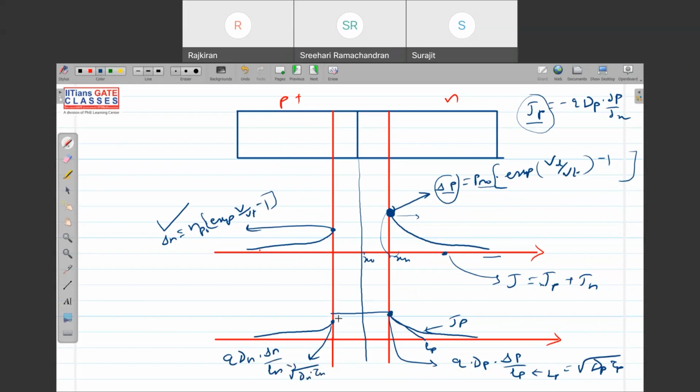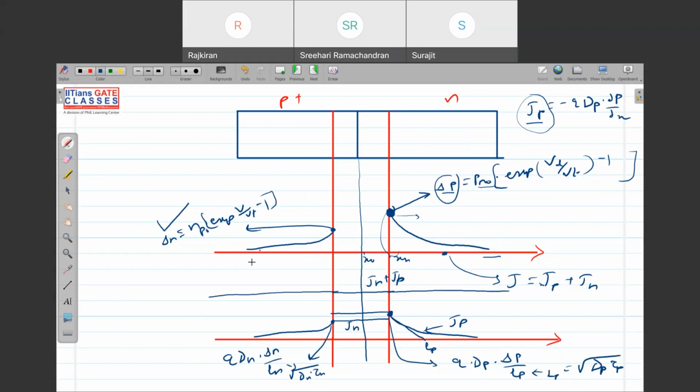Since I assume there is no recombination inside the depletion region, the same current will flow in the depletion region. This is my Jn, and this is my Jp. The total current in the depletion region will be Jn plus Jp, the current due to electrons plus the current due to holes. Since the current is constant throughout the device, the same current flows through the device.